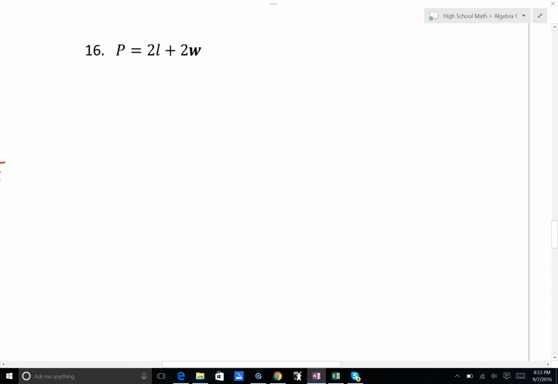Last problem, number 16. P is equal to 2L plus 2W. Hopefully you recognize this as the formula for perimeter of a rectangle. Perimeter is equal to 2 lengths plus 2 widths.